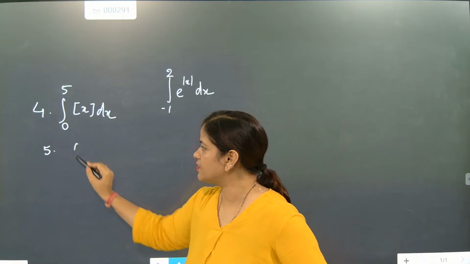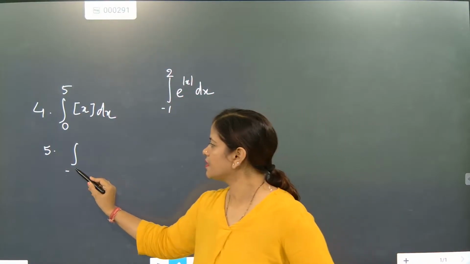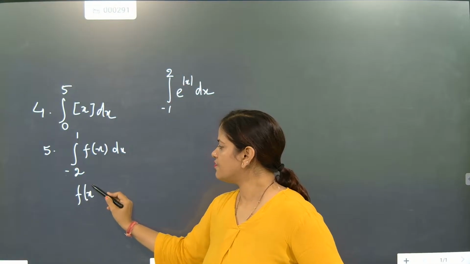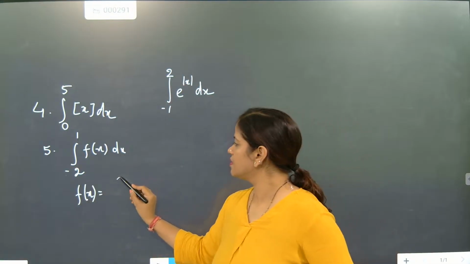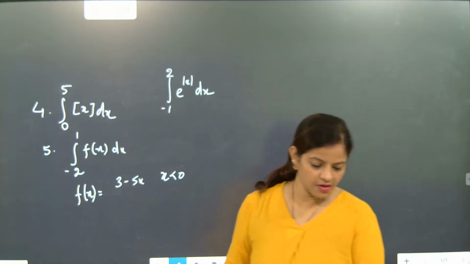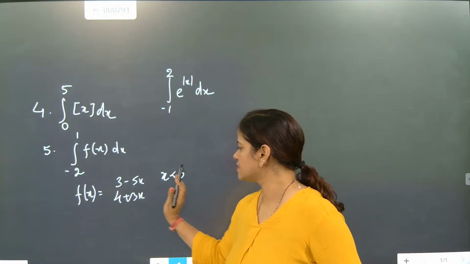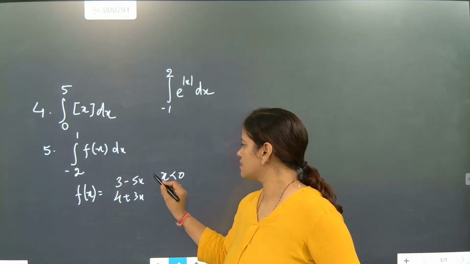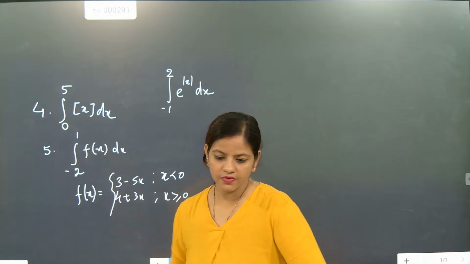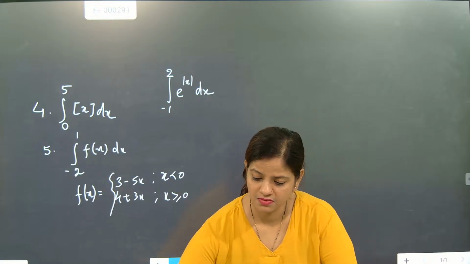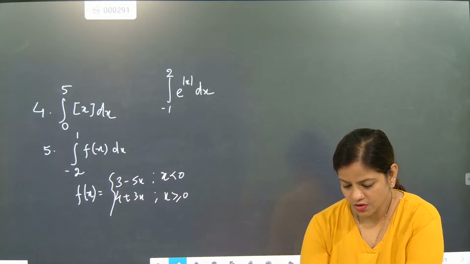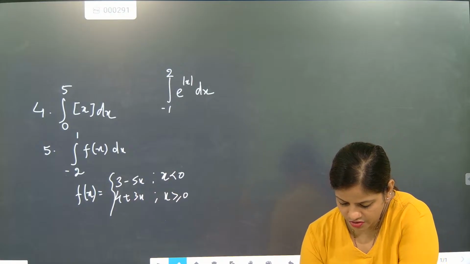And then my fifth critical question is integral from minus 2 to 1 of f of x dx, if f of x is equal to 3 minus 5x when x is less than 0, and 4 plus 3x when x is greater than or equal to 0. This is exactly the fourth and fifth question. You need to be very particular, solve and give me the answer. I think Loga solved. Loga, can I see your note? Will you send me the answer?